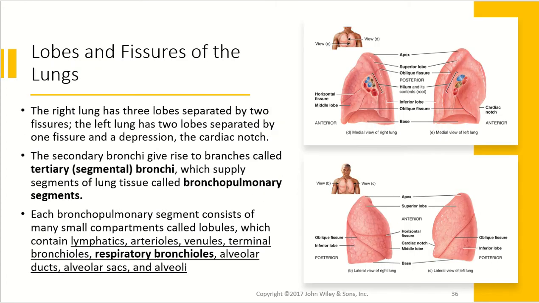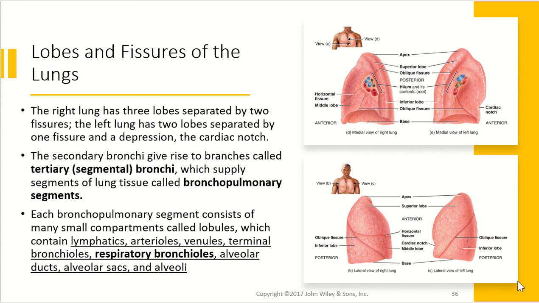So, looking at the lobes and the fissures of the lung, how we break down and look a little bit more closely at the actual anatomy of the lungs. The right lung is going to have 3 lobes that are separated by 2 fissures. Here we can see that down here. Our right lung with our 3 lobes and our 2 fissures.